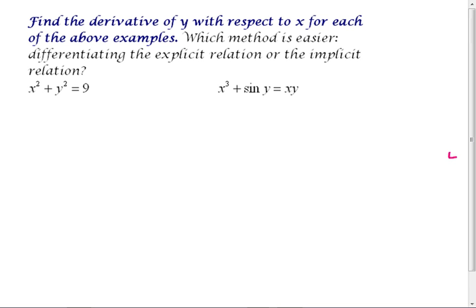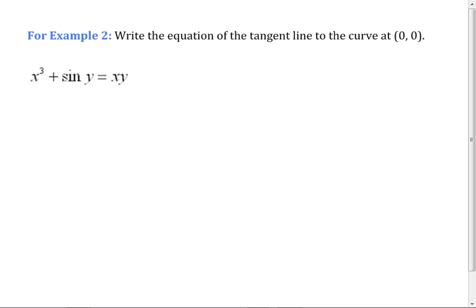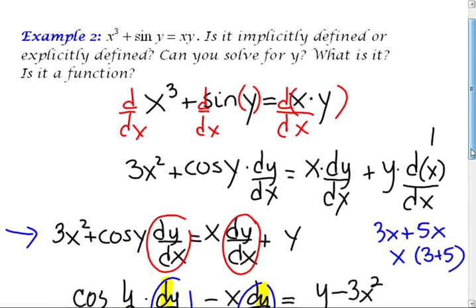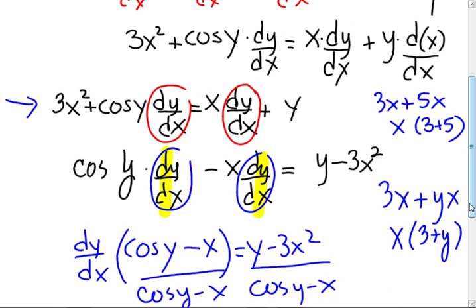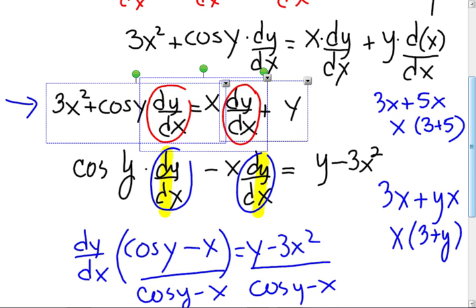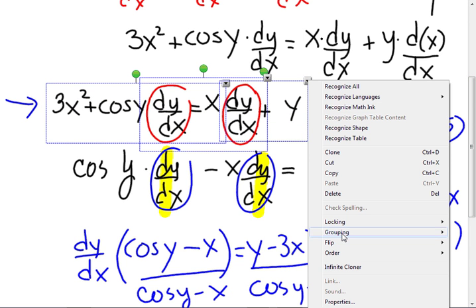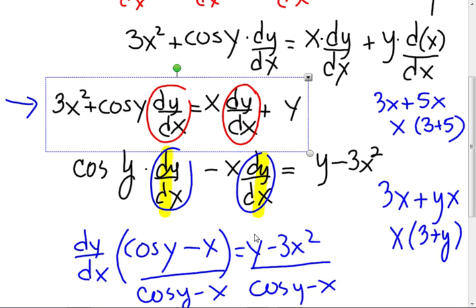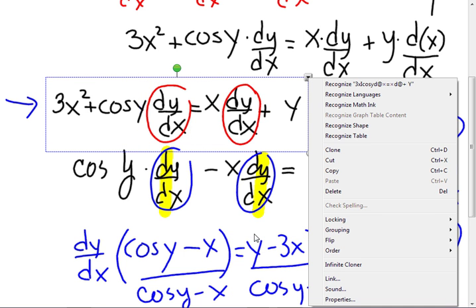In fact, I asked you to do that. Find the derivative of y with respect to x for each of the above examples, which we did. And now, I don't know why that's on there twice, now that I think about it. Now, write the equation of the tangent line at 0, 0. I'm going to copy my derivative. I would do it in this step.